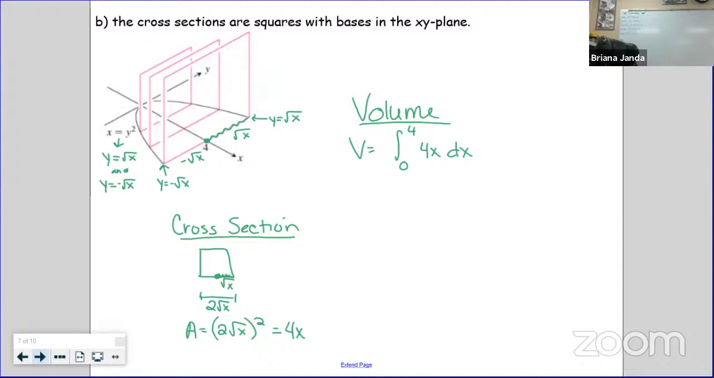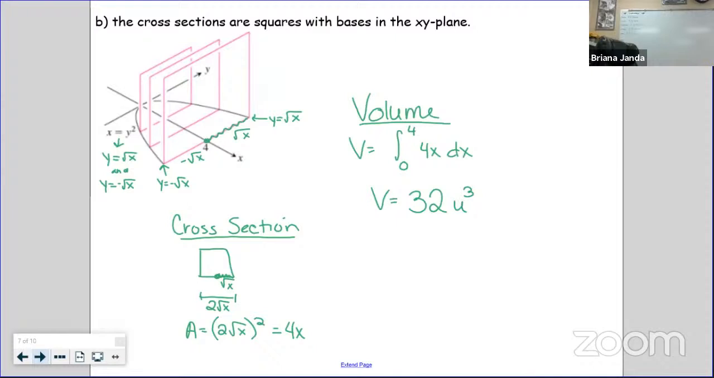Okay, grab your calculators. Get your calculator out and do these problems, please. Nolan, what'd you get? 32. All right, any questions so far?